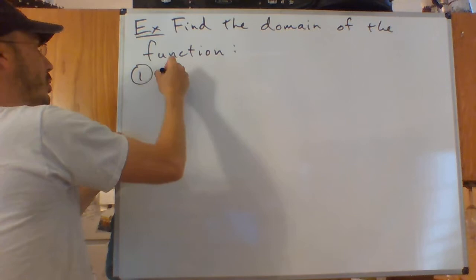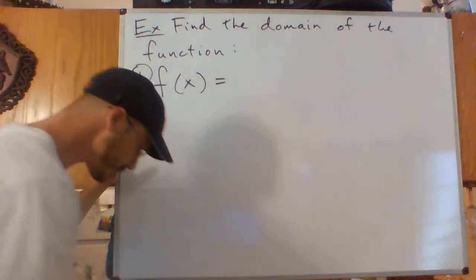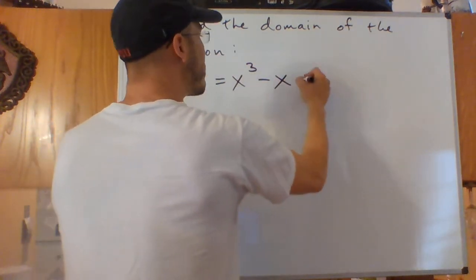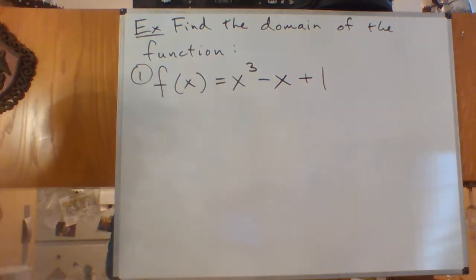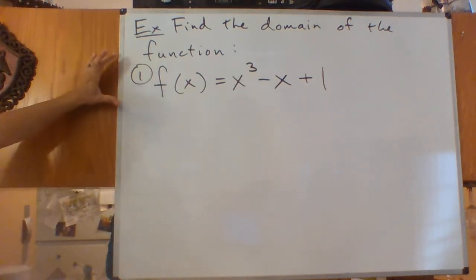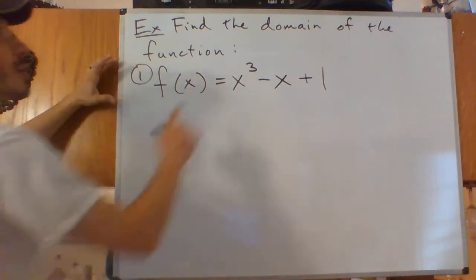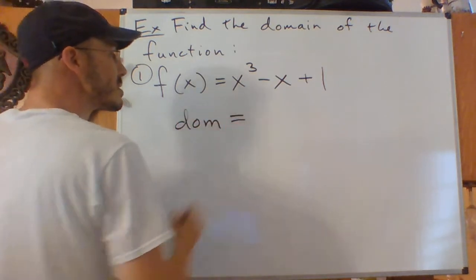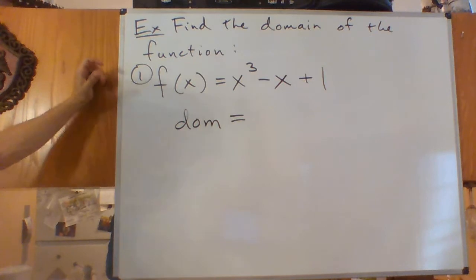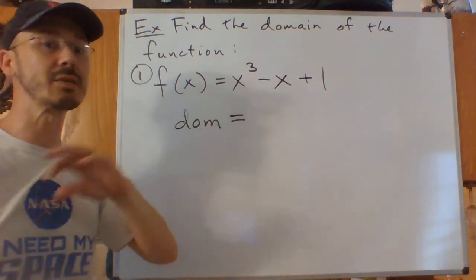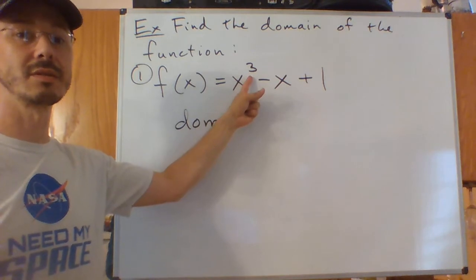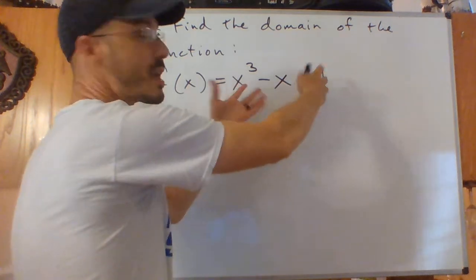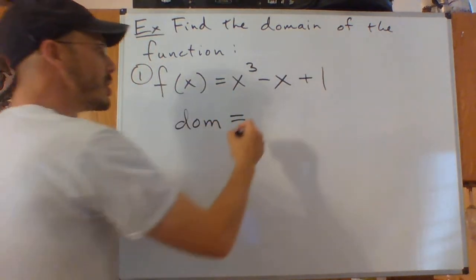The first one I want to work with is f of x equals x cubed minus x plus 1. We'll study this type of function in a little more detail later, but for now, we're just trying to find the domain. We're not trying to graph or find function values. The domain is, in this case, any number I want, because I can take any real number and cube it, subtract the original number from that cube, and then add 1 to that result, and that gives me my f of x value for any real number.